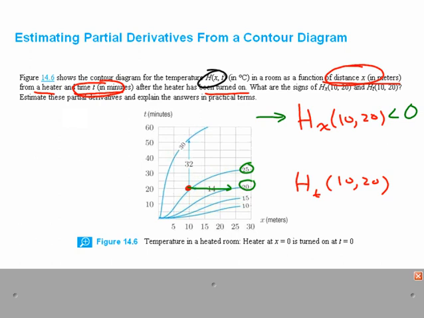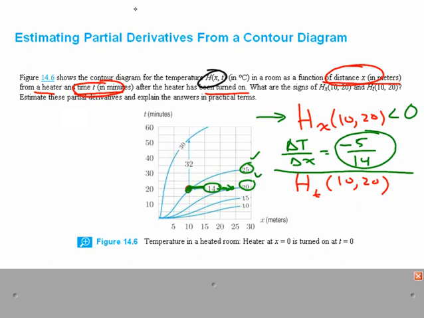But what would be the estimate for that value? Well, it's drawn in there. The change in temperature over the change in x: we went from 25 to 20 degrees, so a -5 change in temperature, and it took us 14 meters to do that. To get from this contour line over to the next contour line was a change of 14. So that is our estimate for the partial derivative with respect to x at that point.